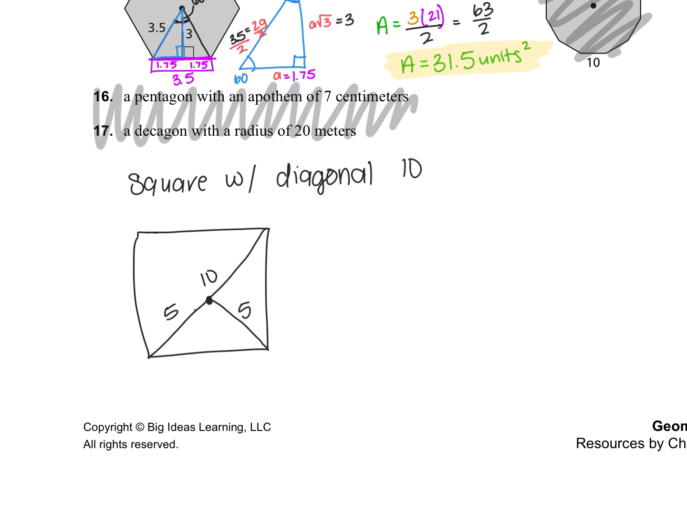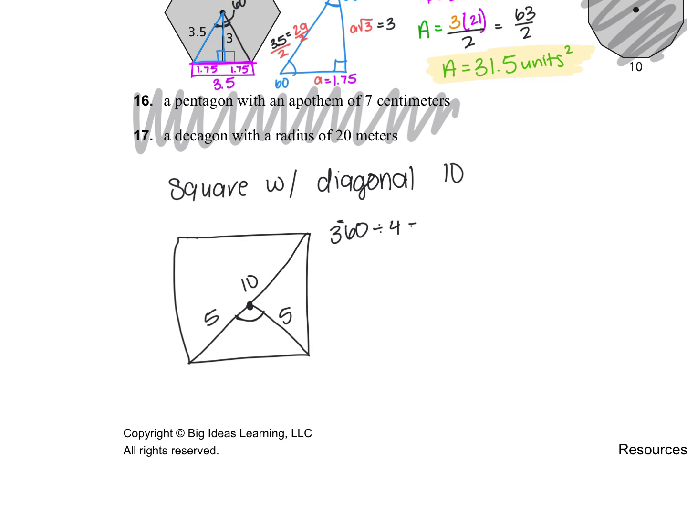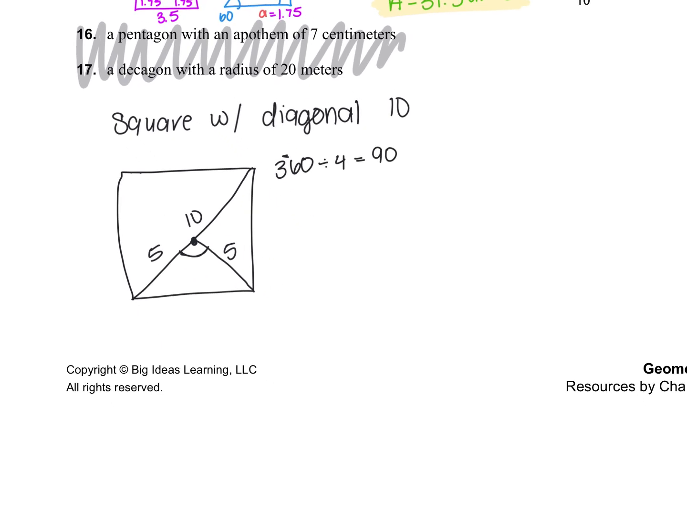Now I have to find my central angle. How would I find my central angle here? 360 divided by 4 would be 90 degrees. Now remember, I have to try and find my perimeter. That's the first thing I want to find. So I have to find that side length, and I also have to find my apothem. Remember, area equals apothem times perimeter divided by 2. In order for me to find that perimeter, I'm going to use this right triangle right here.